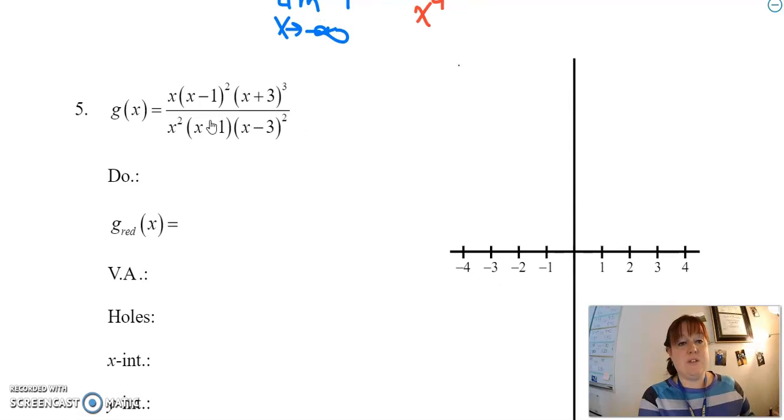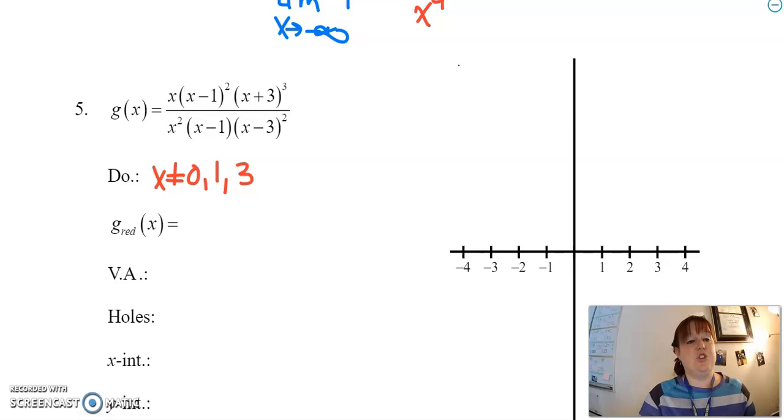Okay, domain of this one. So again, domain is where would I have restrictions? What are numbers I can't put in here? Well, I can't put 0 because it would cause 0 in the denominator. I can't put 1, and I can't put 3. All of those would cause a 0 in the denominator, and they are not okay.